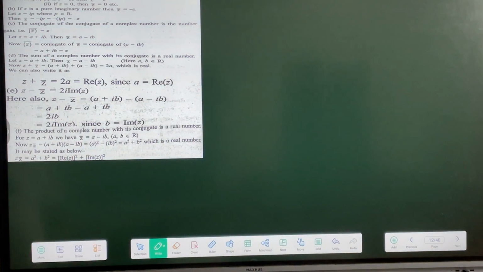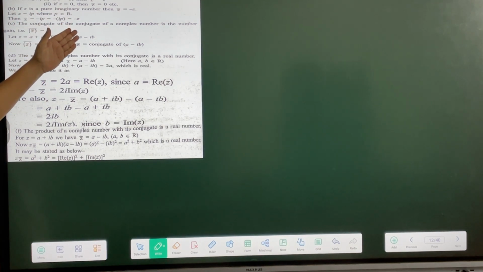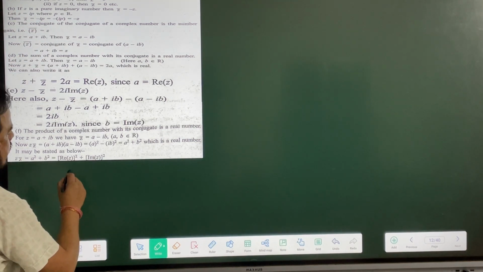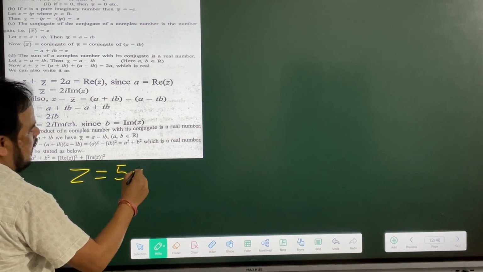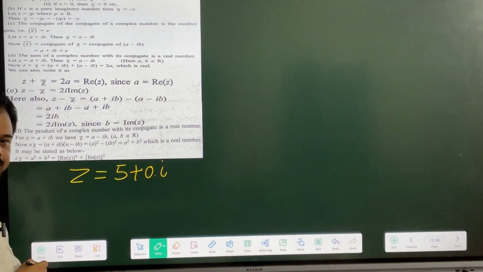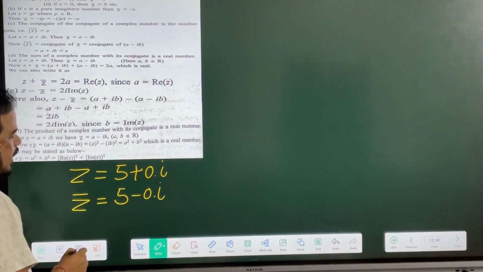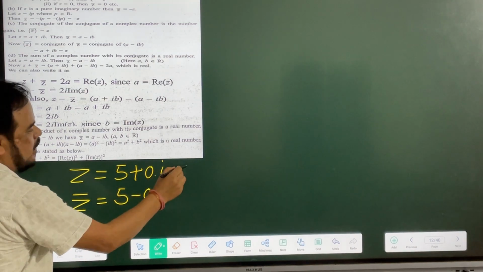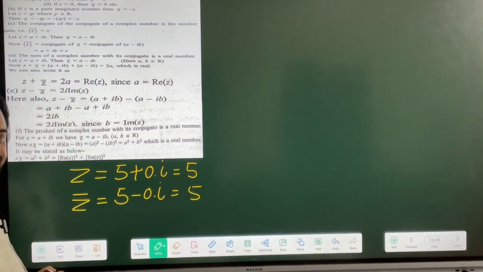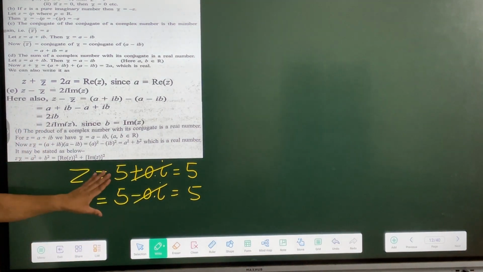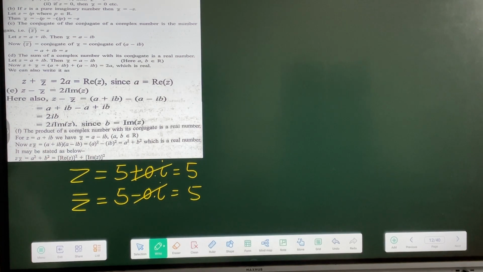So here are some properties. First property: if Z is a real number, Z bar equals Z. For example, if Z equals 5, then Z bar is also 5. Look here. Z equals 5 plus 0i. So Z bar will be 5 minus 0i. If Z is a real number, here it equals 5, here also it equals 5. So if Z equals 5, Z bar is also 5. This is what I have shown. Other things you can also understand yourself.